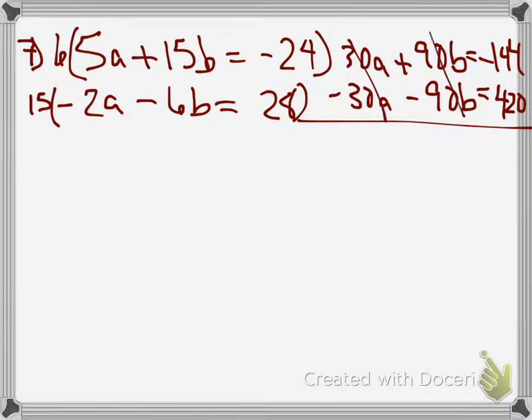Anyways, A's and B's cancel out but not the answers. When the variables cancel out but not the answers, your answer is no solution. And you're done. That's it. Simple, simple, simple, right?